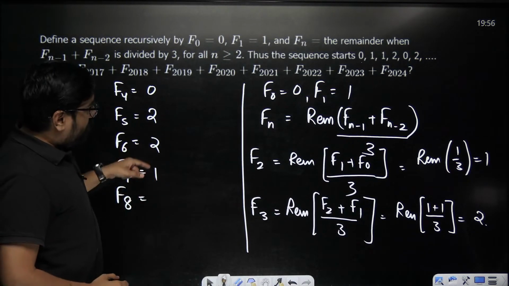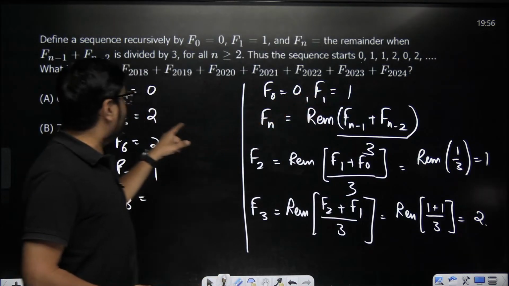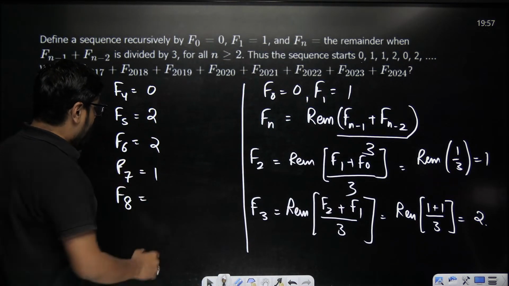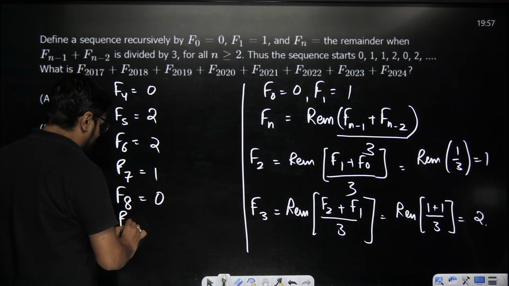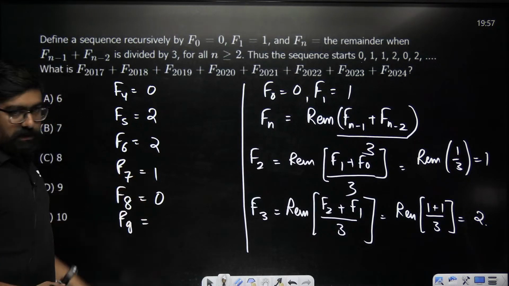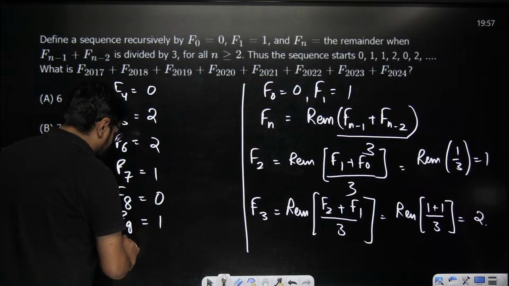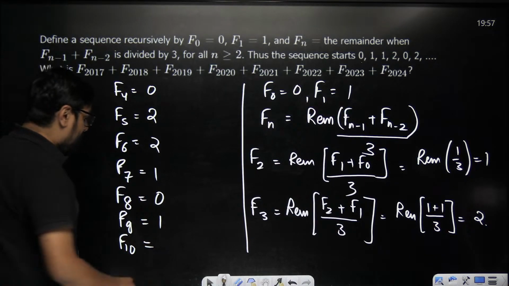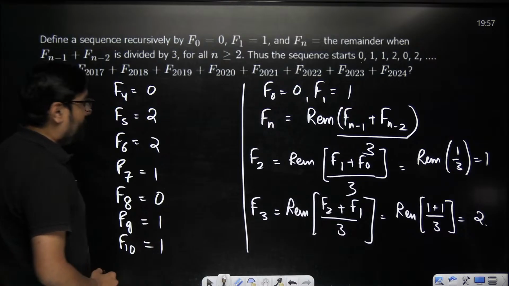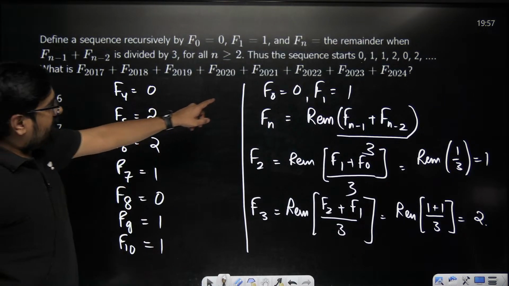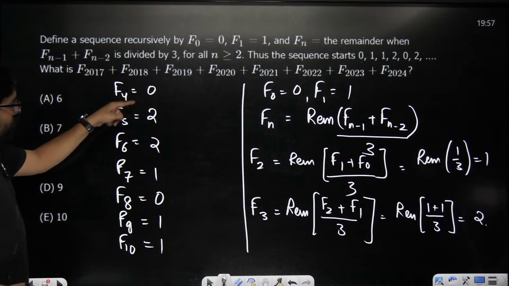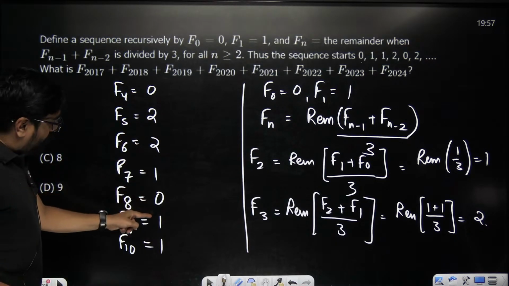f8. So you see the first term has not repeated yet. Right? f8 will be what? 1 plus 2 divided by 3, remainder will be 0. f9 will be equal to what? 0 plus 1 divided by 3, remainder will be 1. f10 will be equal to what? 1 plus 0 divided by 3, that means remainder will be again 1. You see, if we see 0 1 1 2, 0 2 2 1, again 0 1 1 has come.